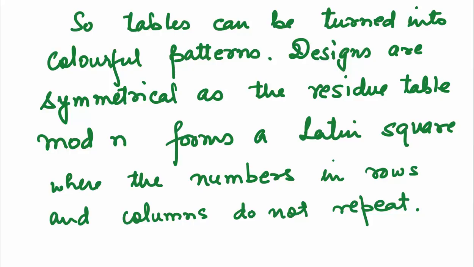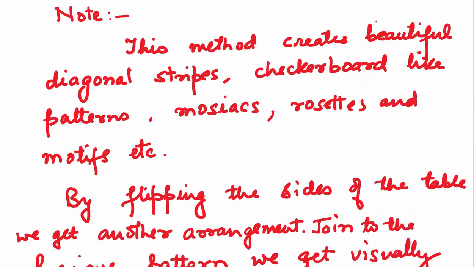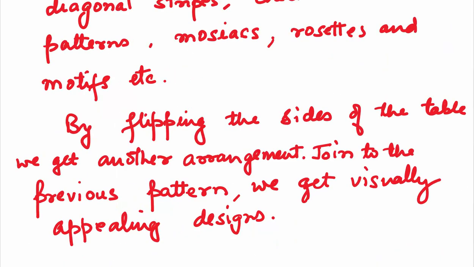column do not repeat. When we used additive tables, it creates beautiful diagonal stripes, checkerboard-like patterns, mosaics, rosettes, and motifs, etc. Another thing, by flipping the sides of the table, we get another arrangement, or in other words, you are rotating to 90 degrees or 180 degrees the pattern which you have already made. And then you join such two patterns. You get visually appealing designs.